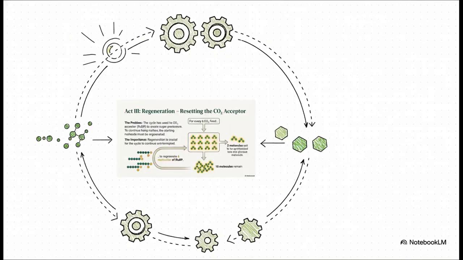And now for the grand finale, Act 3. Look, a good factory can't just make one thing and then shut down. It has to keep running. So here's the clever part. For every 6 molecules of CO2 that enter this whole cycle, only 2 of the final sugar building blocks actually leave the factory to be made into glucose. The other 10, they get put through this crazy complex reshuffling process just to rebuild that original 5-carbon starter molecule. It's all about making sure the production line never, ever stops.